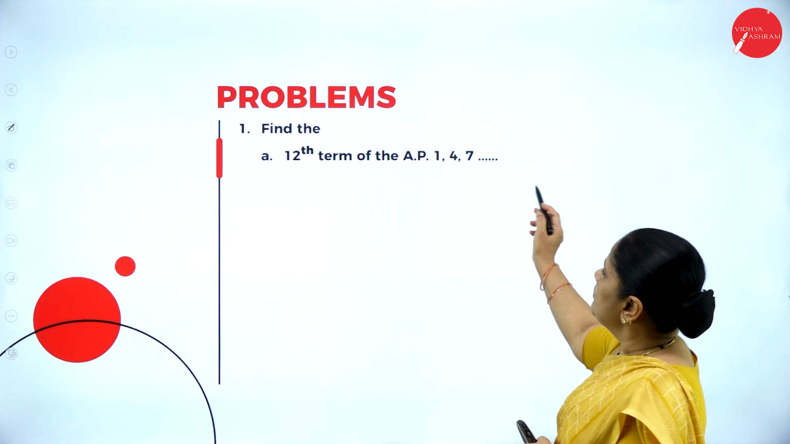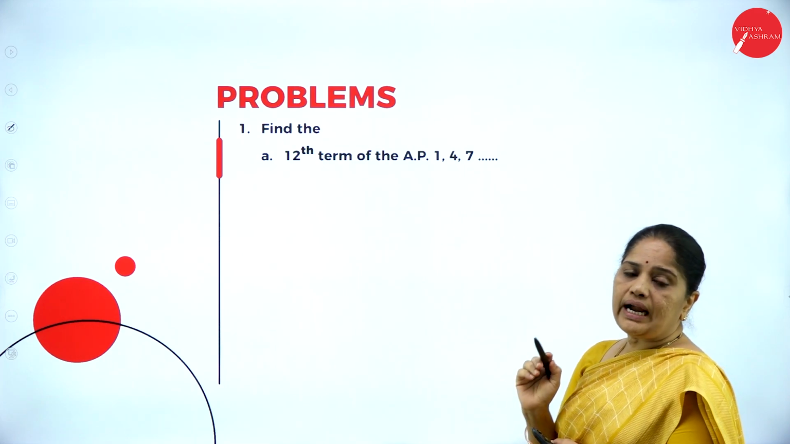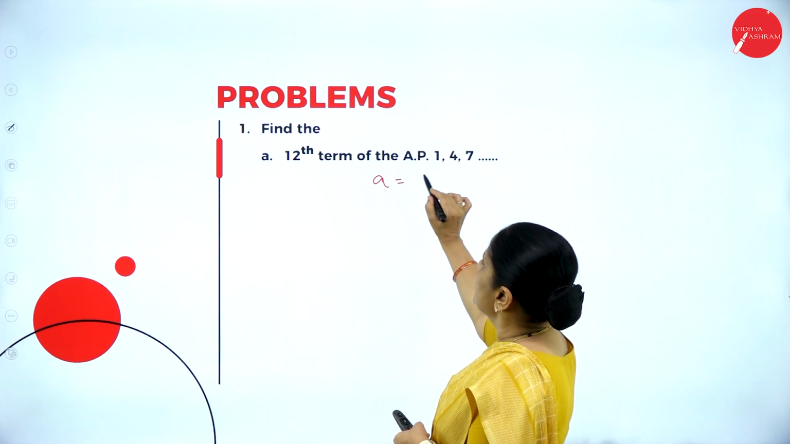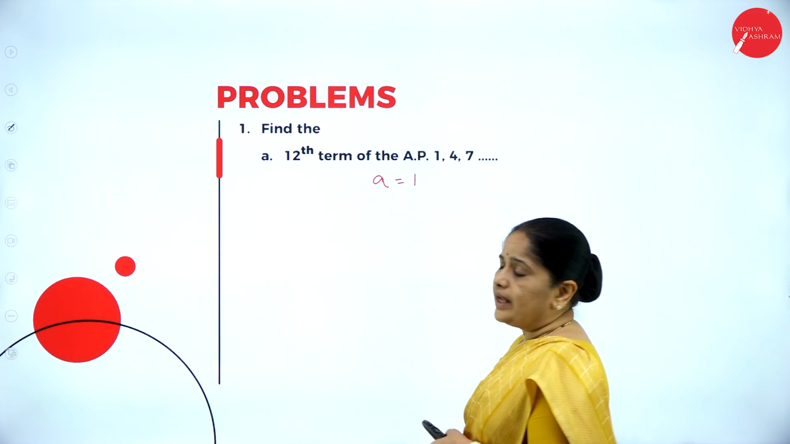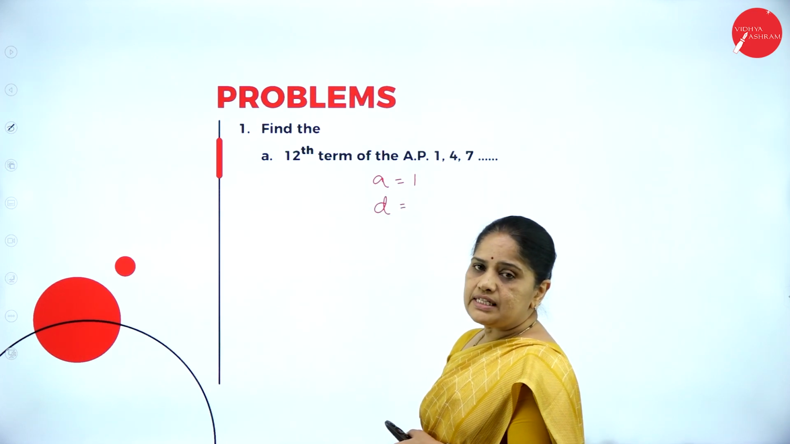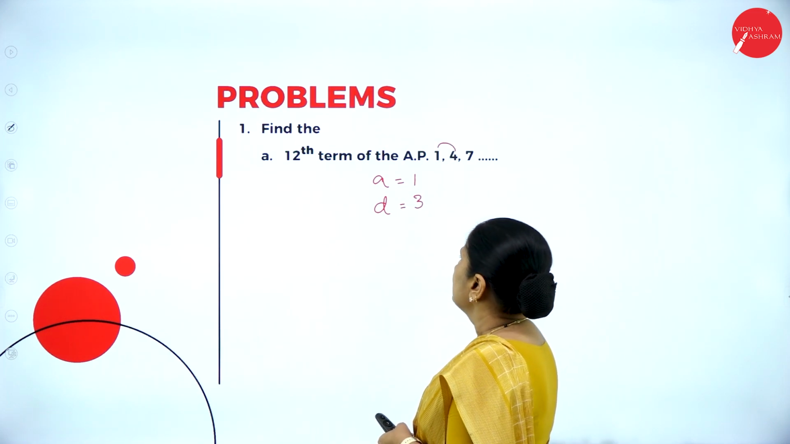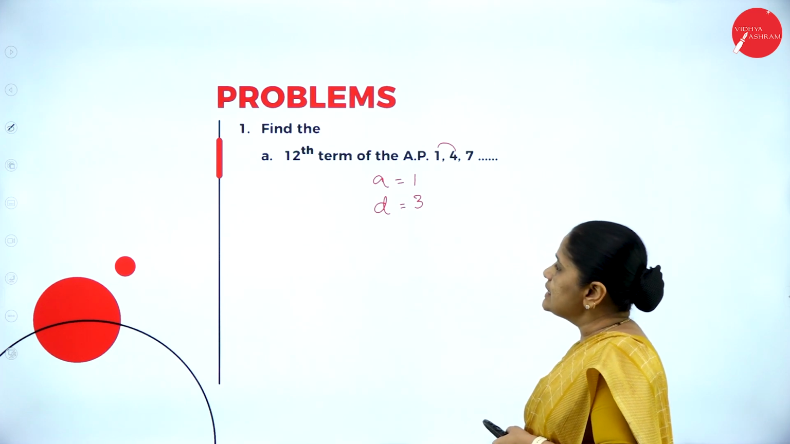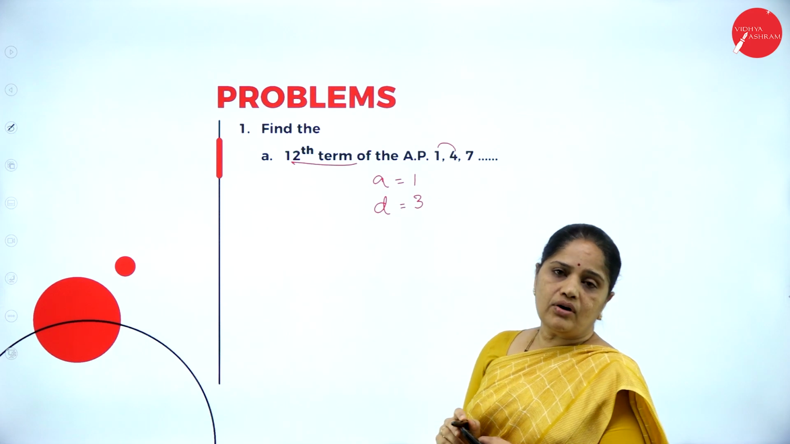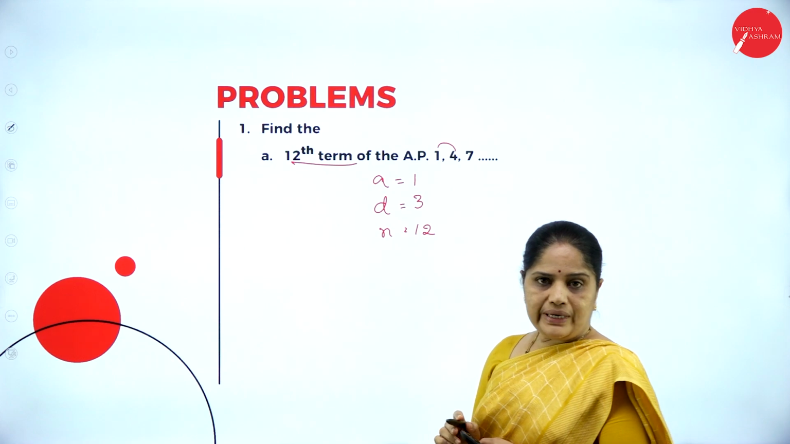Find the 12th term of the AP 1, 4, 7, and so on. First we have to identify what A is. A is the first term of the series, and the first term is 1. Then we have to identify D, the common difference between the terms. So, 4 minus 1, that is 3. D is the common difference, that is 3. They have asked us to find the 12th term of the series, so N equals 12.